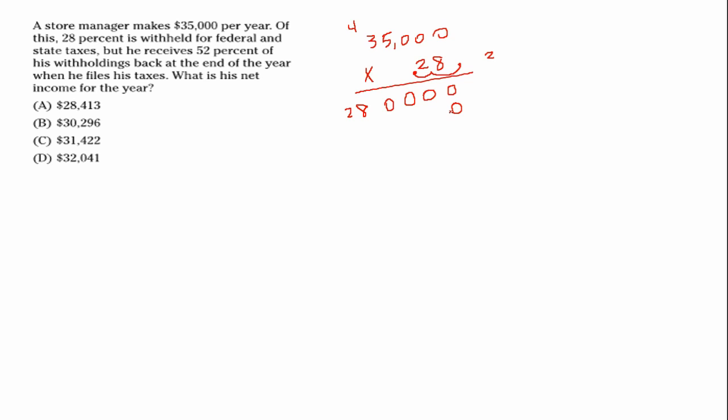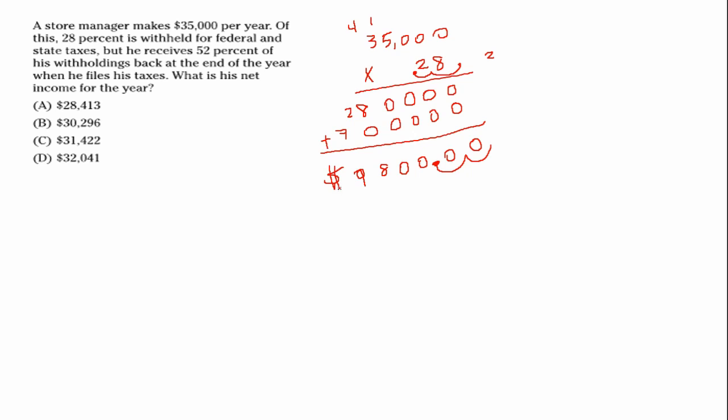Bring down a 0 since we're starting a new line. 2 times 0 is 0. 2 times 0 is 0. 2 times 0 is 0. 2 times 5 is 10. Bring the 1. 2 times 3 is 6. Add the 1. That's 7. Add. 0 plus 0 is 0. 0 plus 0 is 0. 0 plus 0 is 0. 0 plus 0 is 0. 8 plus 0 is 8. 7 plus 2 is 9. Okay? Add the 2 decimal places we took away back in.